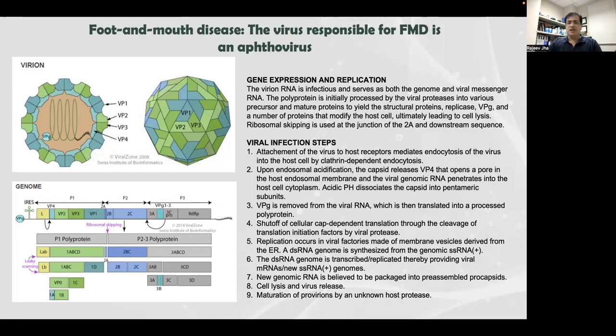A double-stranded RNA genome is synthesized from the genomic single-stranded RNA. The double-stranded RNA genome is transcribed and replicated, thereby providing viral messenger RNA and new single-stranded RNA genomes. New genomic RNA is believed to be packaged into pre-assembled procapsids. Number 8, cell lysis and virus release. Number 9, maturation of provirions by an unknown host protease.